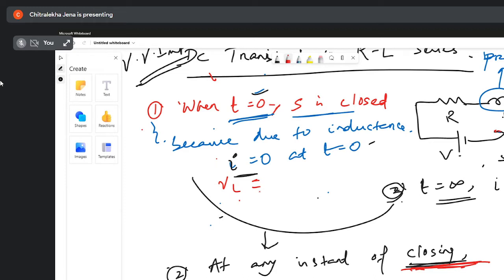Who answered? Girl student, who answered? 841, 841. Would you tell me your name? Sushri Somero. Very good, I am very happy with your answer. She told the simple KVL equation. You just put the KVL equation.